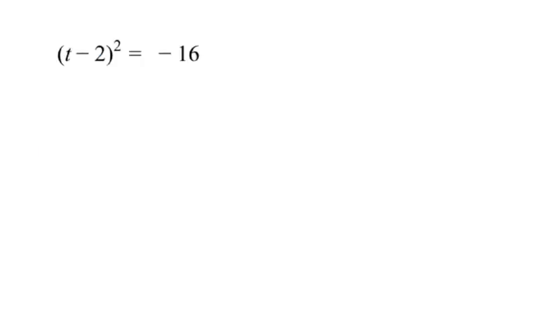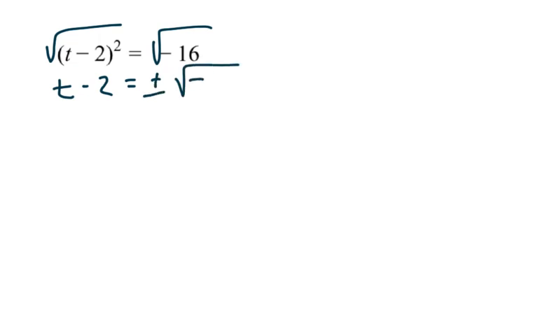All right, let's take a look at this. How are we going to solve this? Well, we've learned earlier, why don't we just take the square root of both sides? So that gives me t minus 2 set equal to, since we're taking the square root of both sides and solving for t, plus or minus the square root of negative 16 right now.